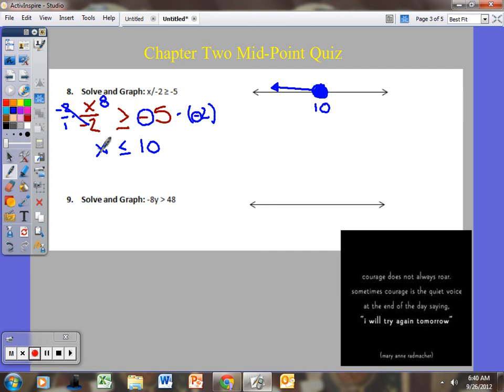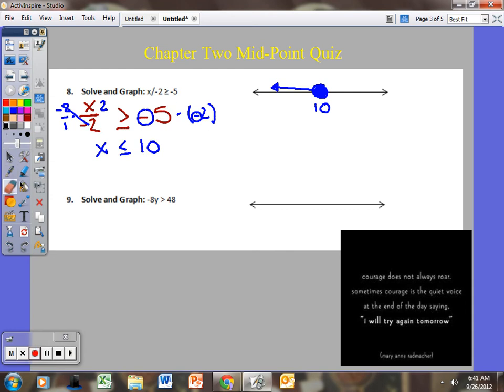Yes. If we want to check again, let's say I pick 2. 2 is less than or equal to 10. 2 divided by -2 is -1. -1 is greater than or equal to -5.